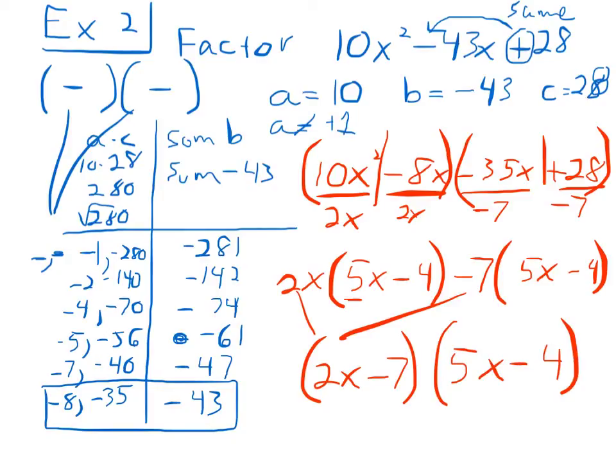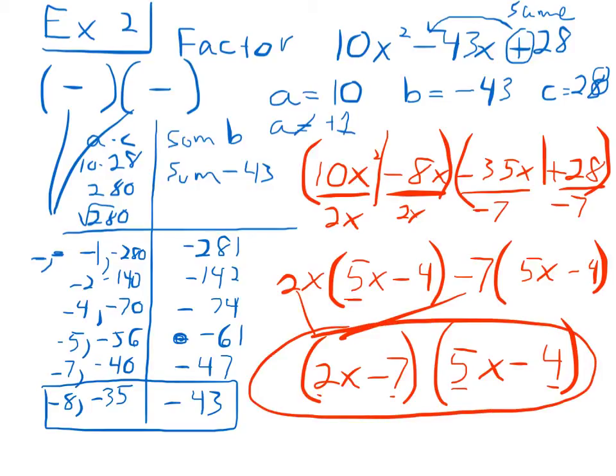And you should always look: do the 2 and the 7 have any common factors I could pull out? No. Do the 5 and the 4? No. So I know that is my simplified answer. Okay. All right, if you have any questions, make sure you hit pause and write down your questions now. Otherwise, let's go on.